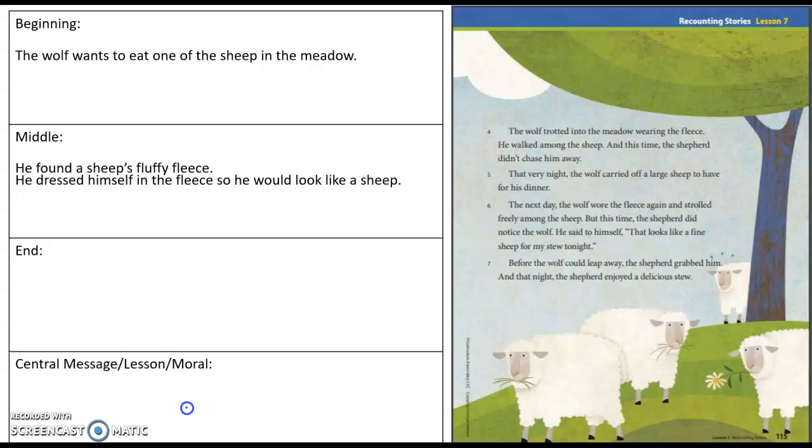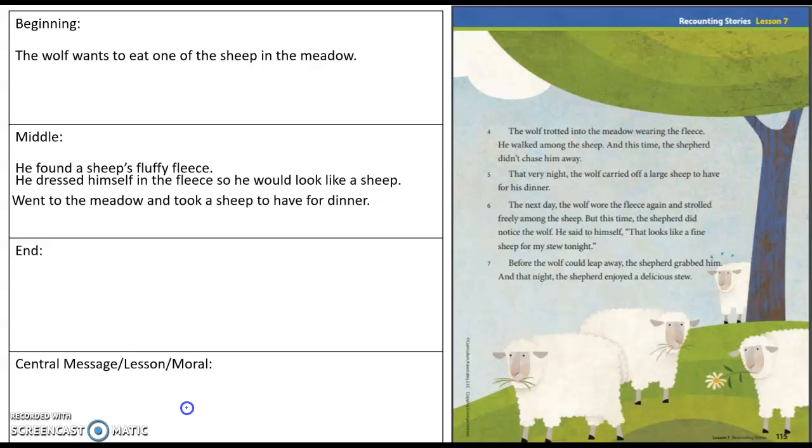So what happens next? Yeah, he went to the meadow and he took a sheep to have for dinner. So he thinks his problem is solved, doesn't he?